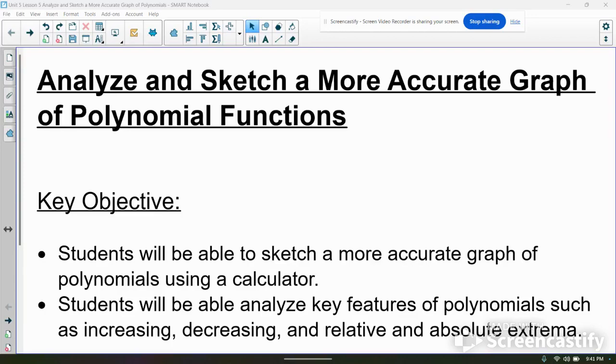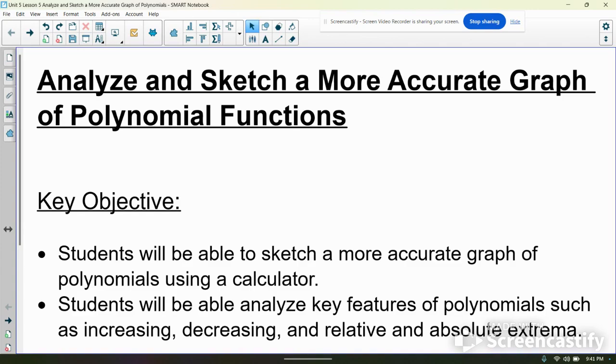Hi everybody, today we're going to talk about analyzing and sketching a more accurate graph of a polynomial function. We are going to specifically be working with a calculator to be able to do this today. You guys have had exposure to finding different features of parabolas, so we're going to add the knowledge of finding those features of parabolas and pair them with finding features in polynomial functions.